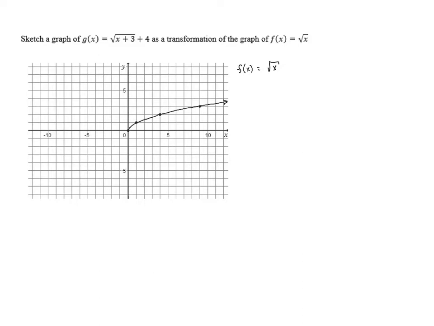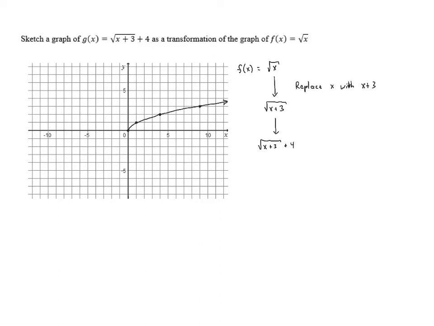And there are two transformations that we need to undergo. First, what we can do is replace x with x plus 3 on the inside of the function. That gives us the square root of x plus 3. And then we can add 4 to that, giving us the square root of x plus 3 plus 4.